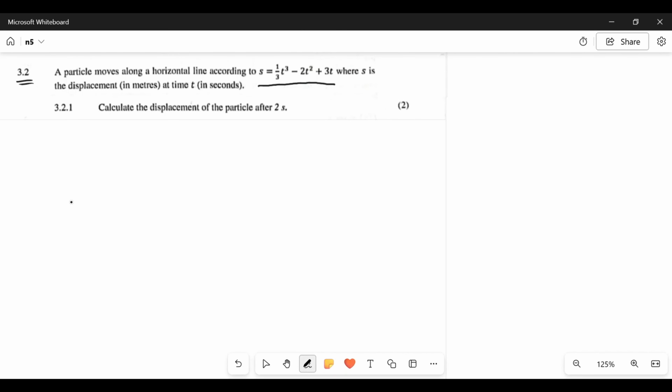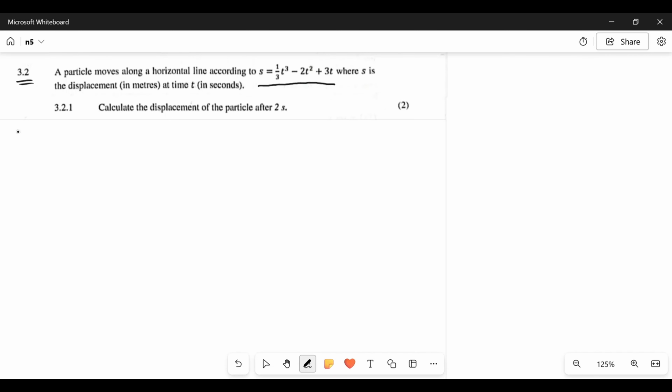So the first question on 3.2, which is 3.2.1, they want you to calculate the displacement of the particle after 2 seconds. We have already been given the formula for displacement. All you have to do here is substitute. Remember, t is 2 seconds, so wherever there is t, we just have to substitute with 2.